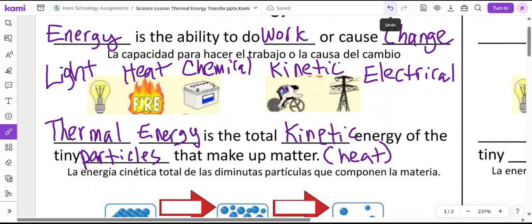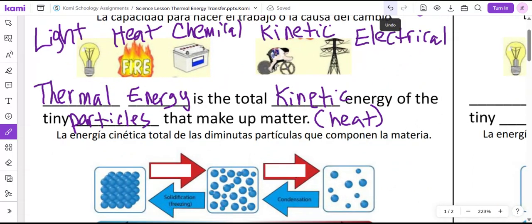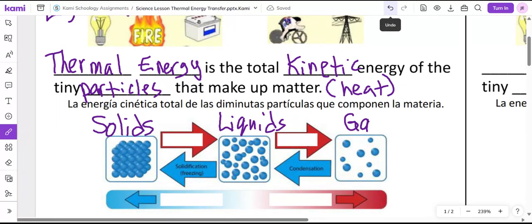Now, thermal energy and kinetic energy can be absorbed or shared or transferred during three different forms. When the particles are close together, these are going to be solids. And then when they're a little more spread apart, liquids. And then when they're spread even further apart with more kinetic energy, that's going to be gas.